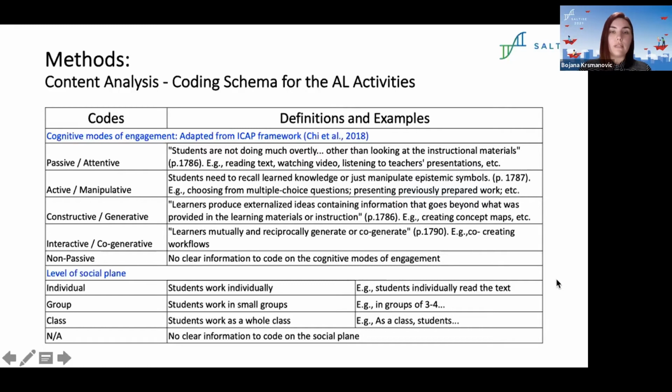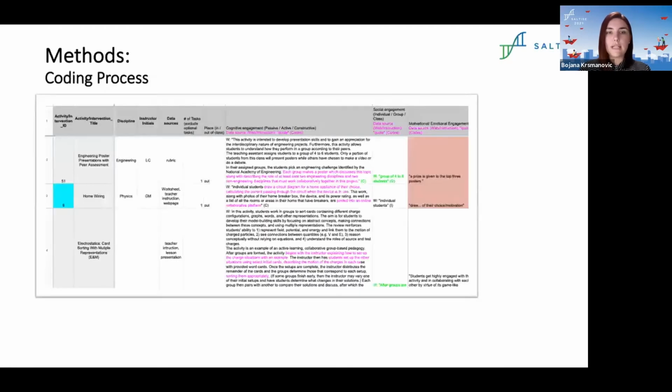For example, you can see here how passive mode refers to students reading text, watching videos, or listening to lectures, etc. So to exemplify this, just to give you a taste of what that looked like, Chao, if you can change the slide. So in this first screenshot, you can see the process of coding the data.